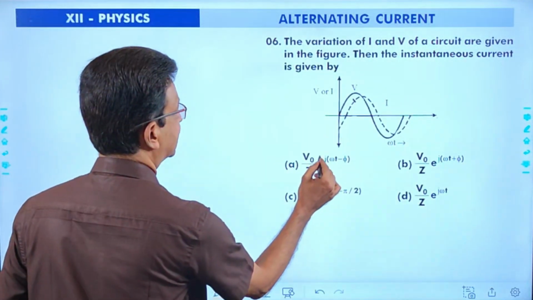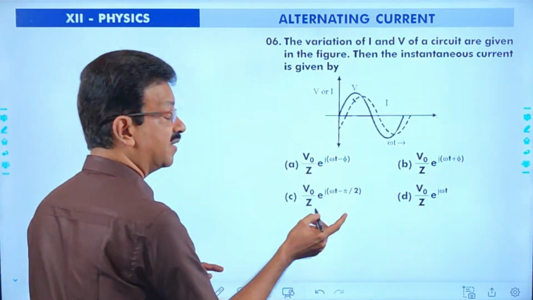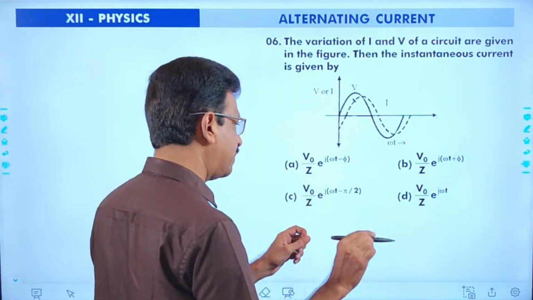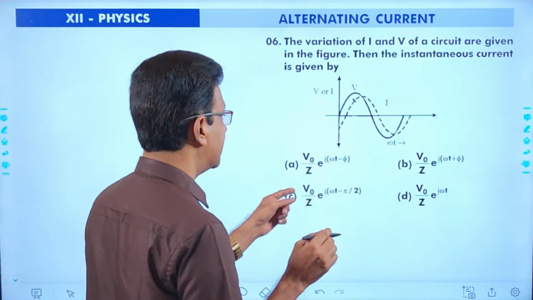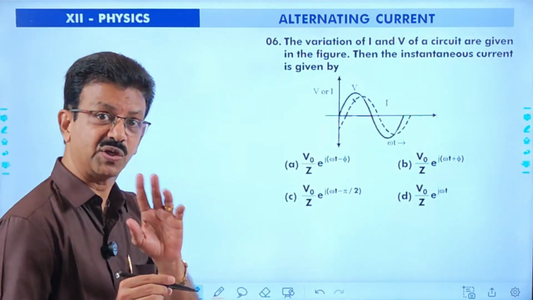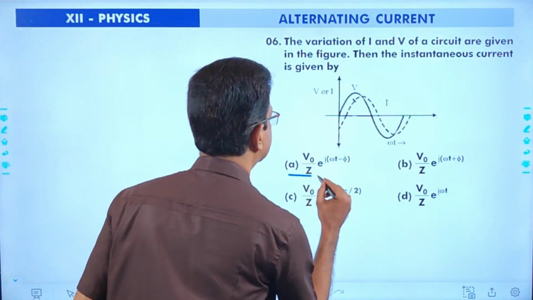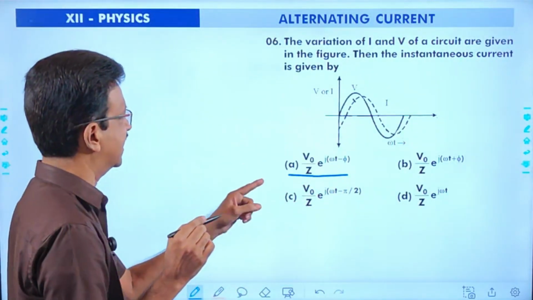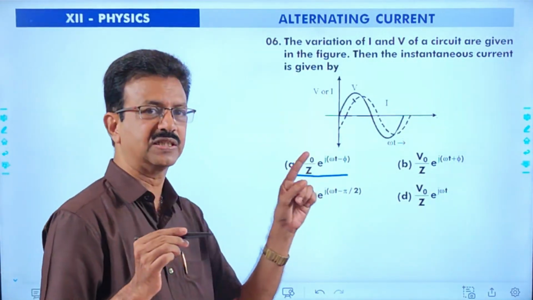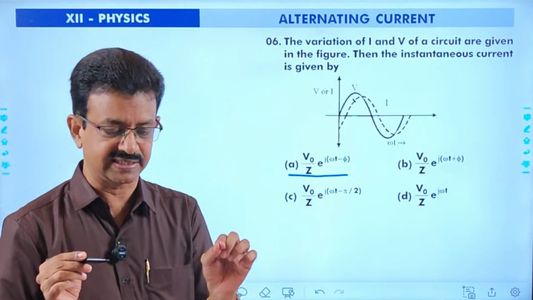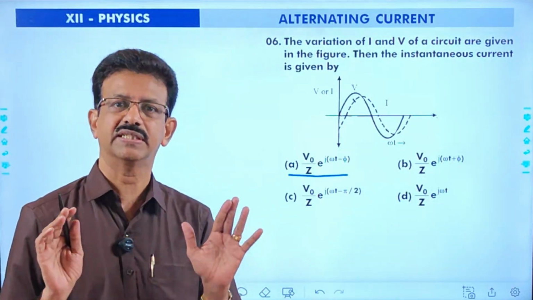Therefore, the lagging factor: current lags means in the power it should be minus, V0 by Z e raised to j(omega t minus phi). The phase difference is not equal to pi by 2. If the phase difference were pi by 2, the correct choice would be C. But here the phase difference is only phi, so the correct choice is A, V0 by Z e raised to j(omega t minus phi). That is the equation for an LR series AC circuit. So that choice is the correct answer.